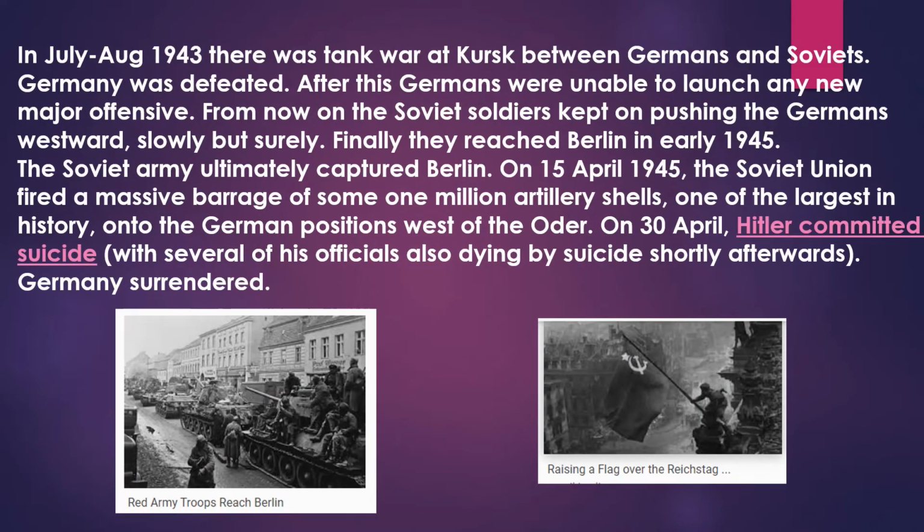In July-August 1943, there was a tank war at Kursk between the Germans and Soviets. Kursk, by the way, is in Russia. Germany was defeated. After this, Germans were unable to launch any new major offensive. From now on, the Soviet soldiers kept on pushing the Germans westward, slowly but surely. Finally, they reached Berlin in early 1945. The Soviet army ultimately captured Berlin.